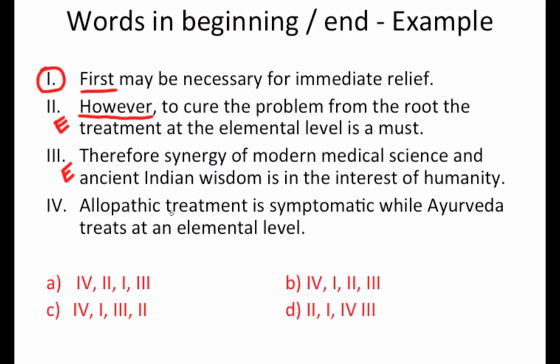Then the fourth statement is: Allopathic treatment is symptomatic while Ayurveda treats at an elemental level. Okay. So this is our listing down that we were talking about. Allopathic treatment is one.